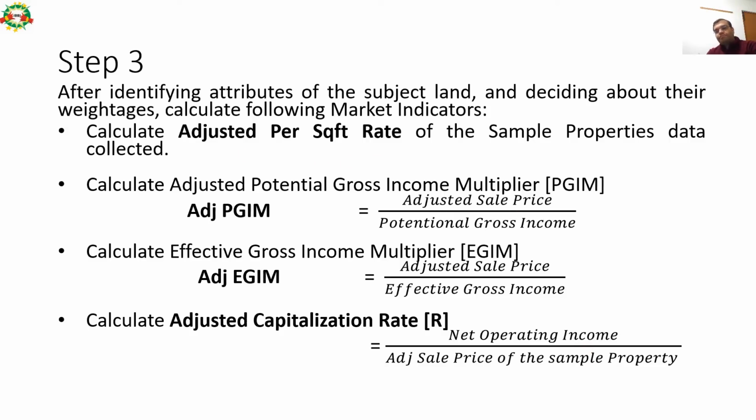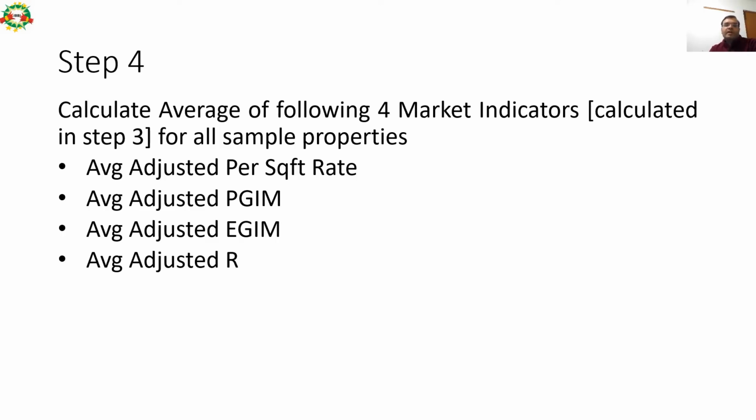So adjusted sale price we have equal to adjusted per square feet rate into area of the sample property. Then step number 4: calculate average of the following 4 market indicators. Whatever 4 market indicators we have calculated in step number 3, say we have calculated these market indicators for 3 or 4 properties, then we have to calculate average of these 4 factors. Number 1, average adjusted per square feet rate, average adjusted PGIM, average adjusted EGIM, and average adjusted capitalization rate.